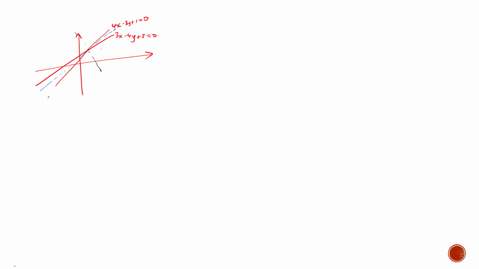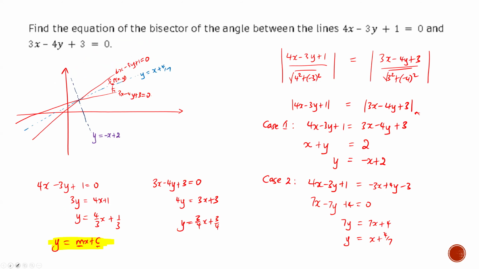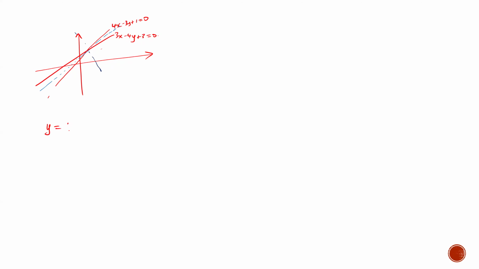So, without further ado, let's get into the question. We know that after having written the lines in the form y = mx + c, one line is y = 4/3 x + 1/3, and the other line is y = 3/4 x + 3/4.